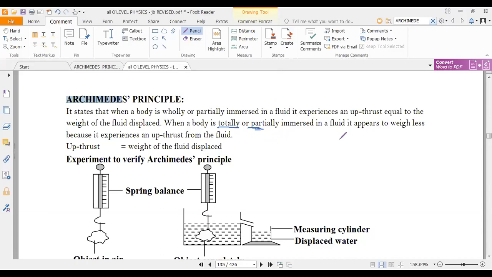This can be observed when you try to carry, let's say, a jerry can in water. When it's outside the water, it appears to be heavier than when it is being carried in the water. So it loses weight basically, and that effect of it weighing less is caused by what we call upthrust. So meaning that when it is in a fluid, it experiences upthrust.